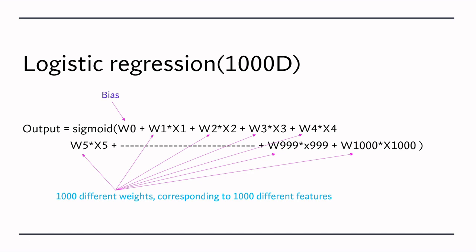Awesome. So we have actually extended the 3D logistic regression to 1000 dimensions, and we have a total of 1000 different weights corresponding to 1000 different features and again one bias. So in this case, we will be doing 1000 multiplications and 1000 additions.